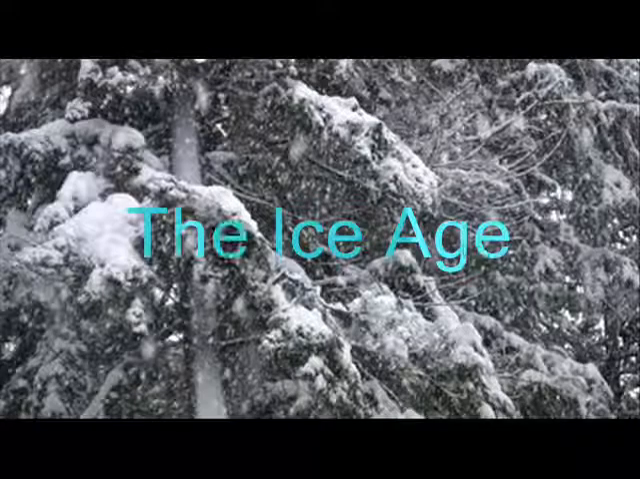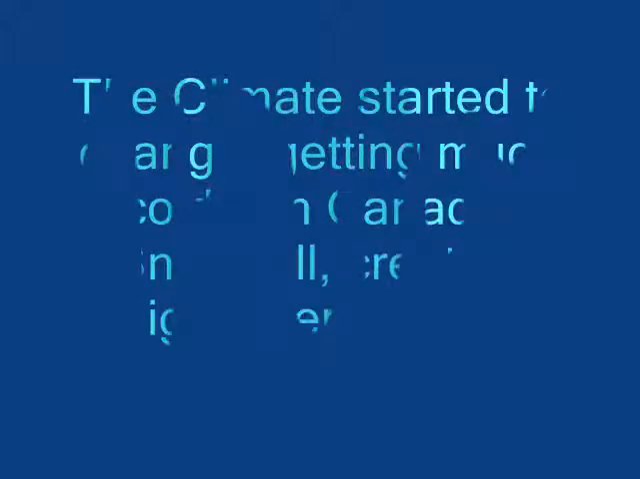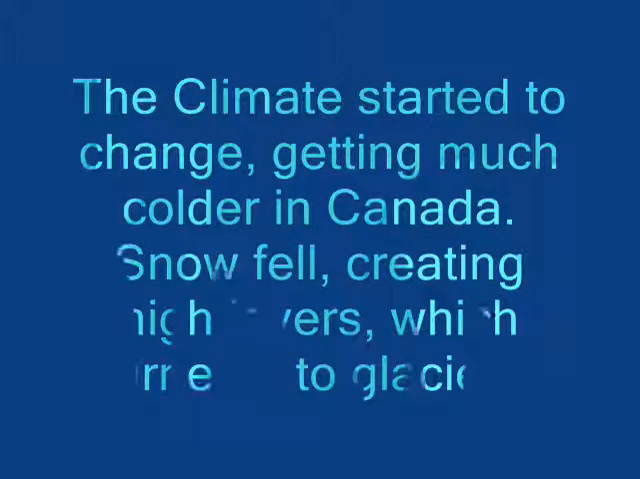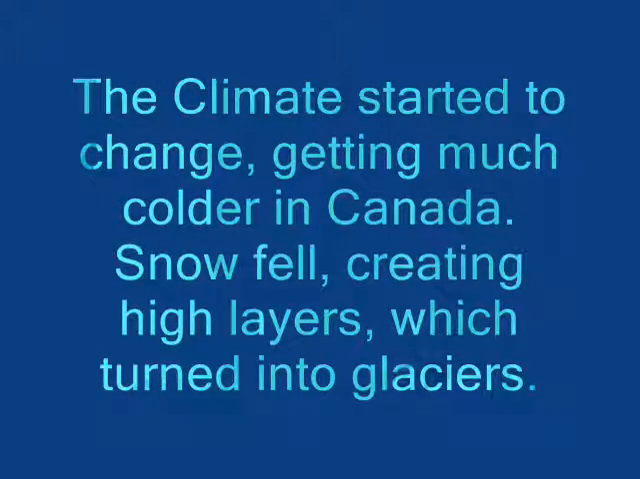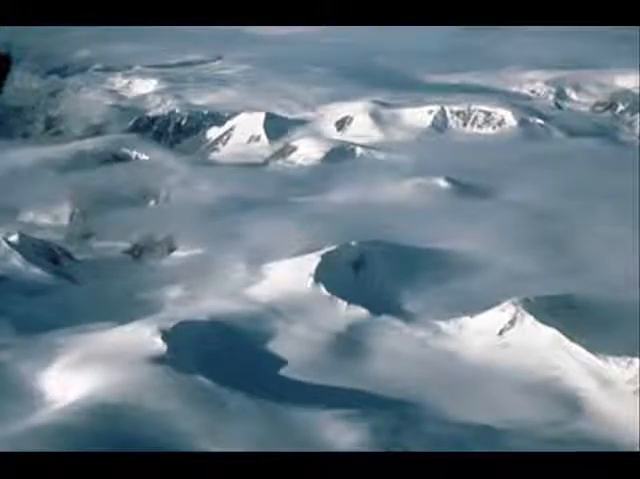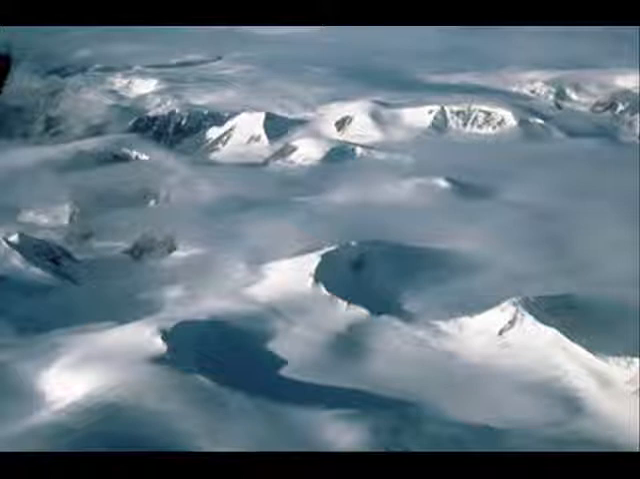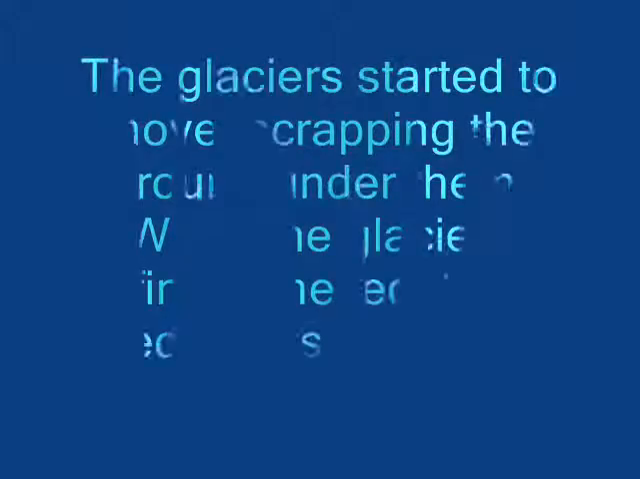The Ice Age. The climate started to change, getting much colder in Canada. Snow fell, creating the high layers which turned into glaciers. The glaciers started to move, scraping the ground under them. When the glaciers finally melted, the sediments scraped up were left behind.